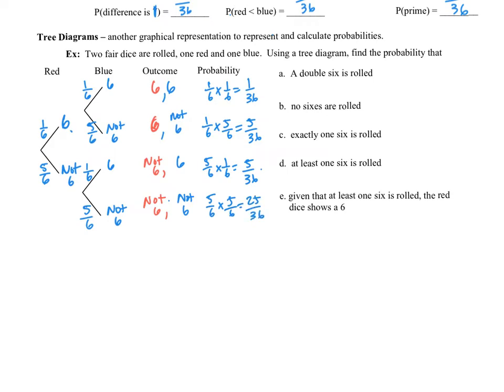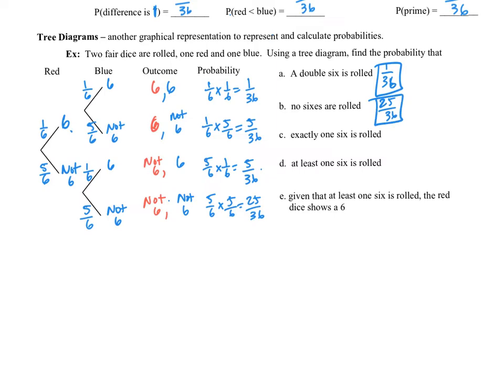Okay, so now we can answer these questions. What is the probability that a double 6 is rolled? Well, that's right here. That probability is 1 out of 36. We've already calculated it. And then the probability that no 6s are rolled, that would be here. We've already calculated that. That's 25 out of 36.